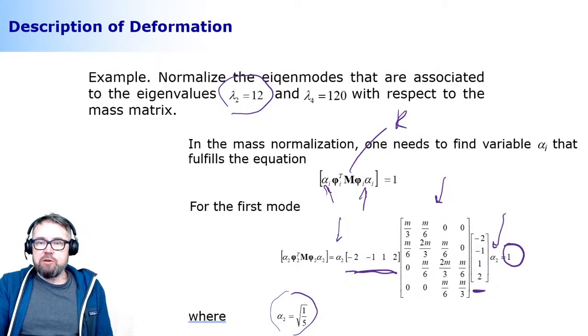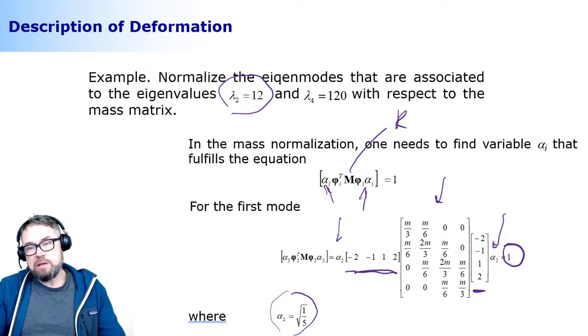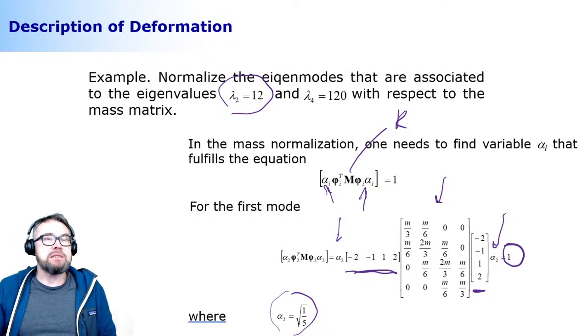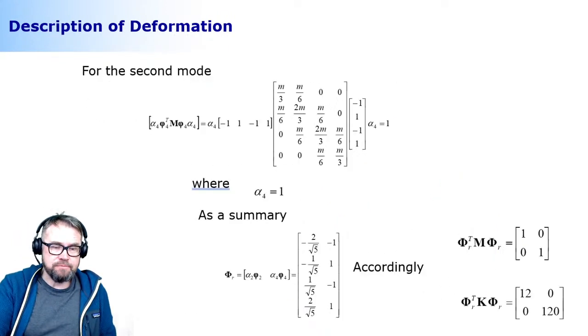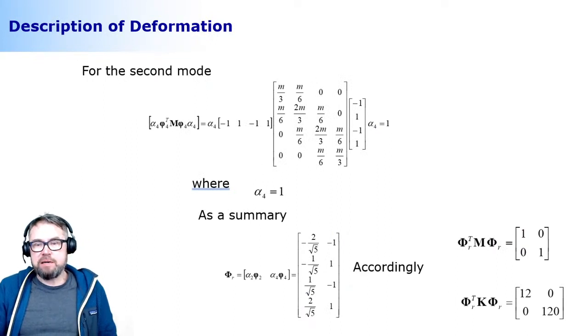Mass normalization is very often used. Stiffness normalization is proved to have certain advantages over the mass normalization. Like, again, the numbers are more pleasant to deal with. That's the advantage you can get. Okay, second mode, when I'm redoing what I just did for the first, give me the second mode.